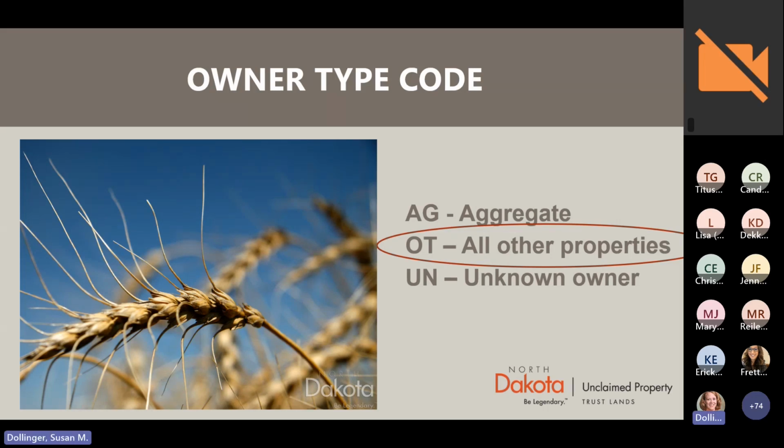If you have a property for which the owner is truly unknown, you'd use the owner type code of UN for unknown. Everything else is other, which in the system stands for all other properties except aggregate or unknown, which kind of seems backwards, but that just is what it is. So if they're not aggregate and they're not unknown, the owner type code will be other.